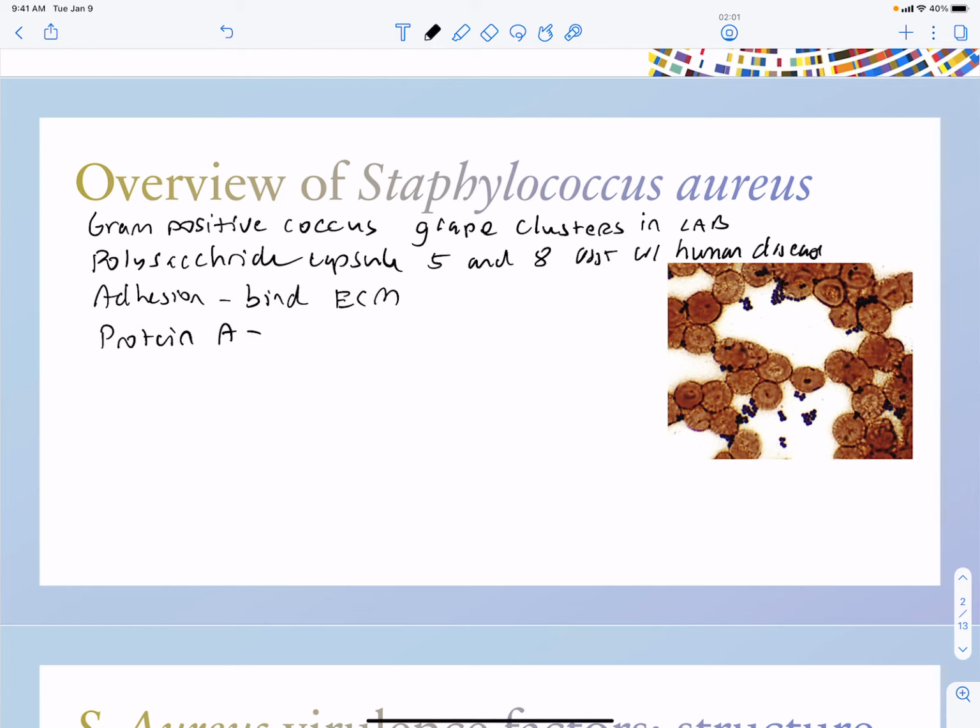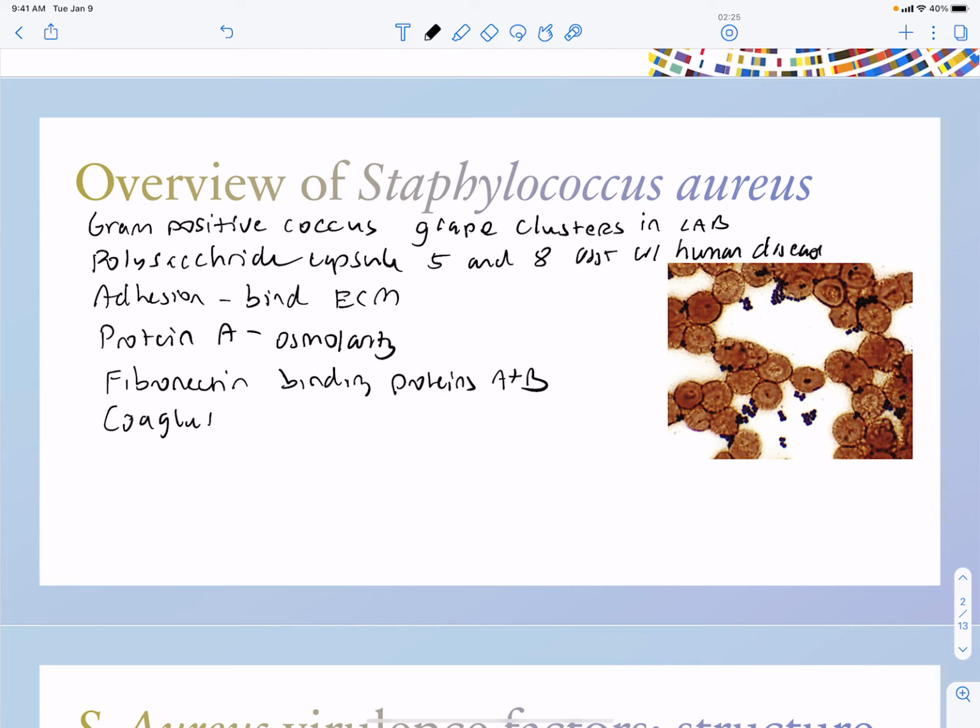that helps it with osmolality. It has fibronectin binding proteins A and B. And it has coagulase. And this is for Staph aureus, of course. And so these are all going to be proteins that are going to be diagnostic for the testing of Staph aureus.